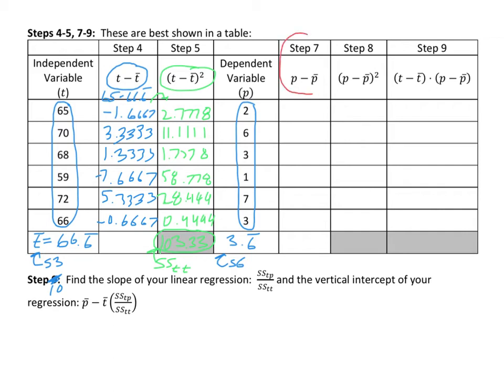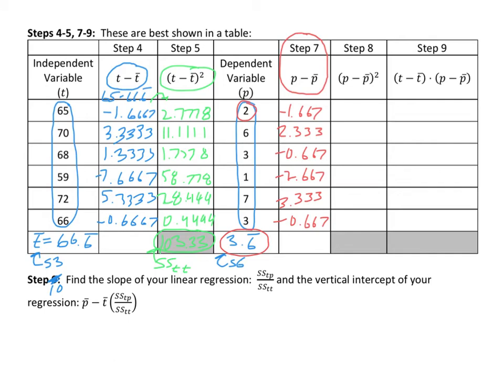Okay, so next up, we're moving on to step 7. In step 7, I'm supposed to compute p minus p bar. So I'm supposed to take my dependent variable for each one of them and subtract what the average was. Okay, so again, pause the video, do these ones on your own, make sure that you've got the idea. Here I got negative 1.667, and then I got positive 2.333, negative 0.667, negative 2.667, 3.333, and negative 0.667. Okay, very similar to what we did before.